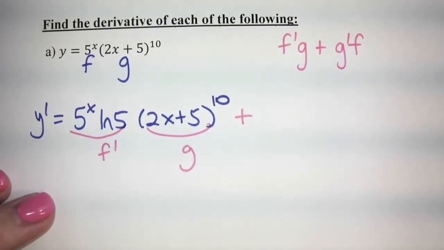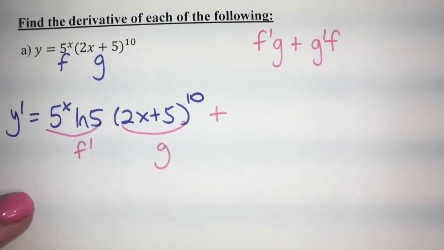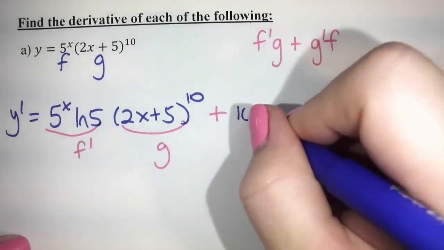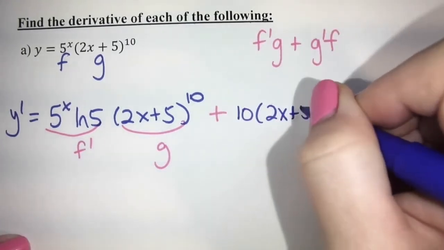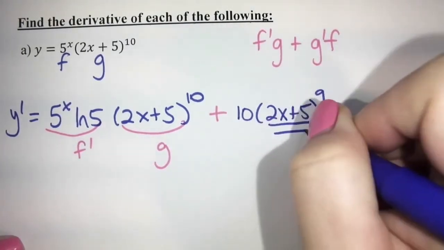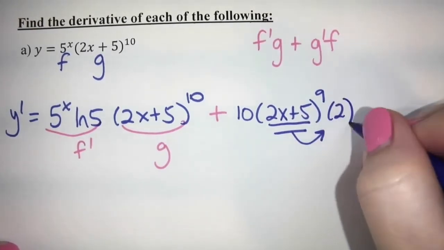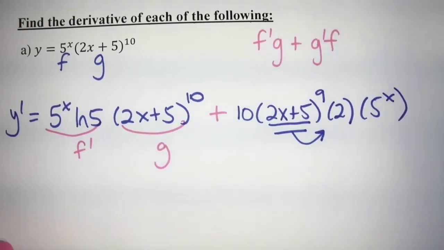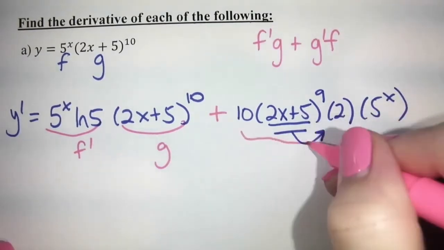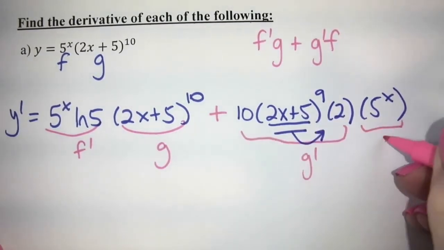And then we need the derivative of g. So derivative of something to the 10 is 10 out in front. Something to the 10 minus 1 is 9, times the derivative of what's inside the bracket by the chain rule would be 2, and then times the first. So all of this is g prime, and this is our f.